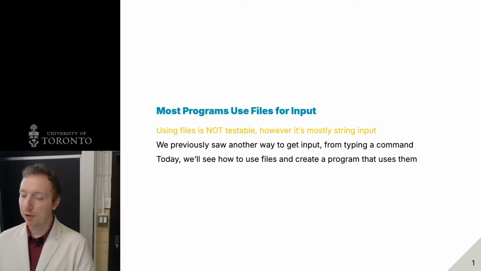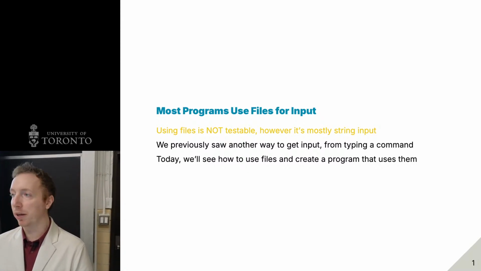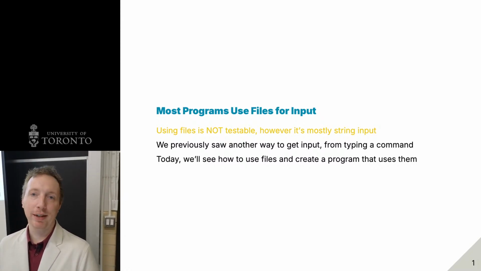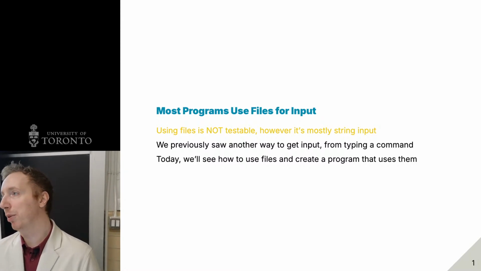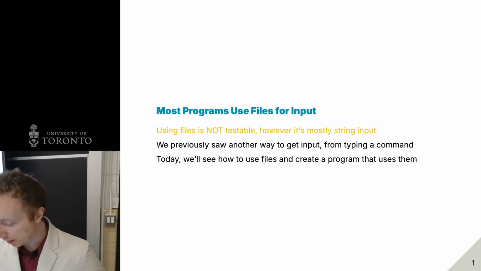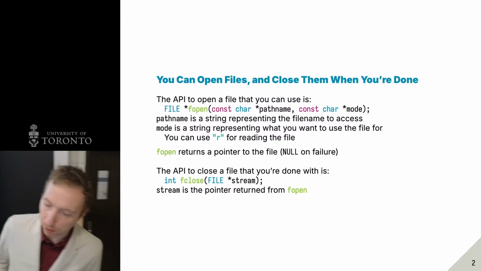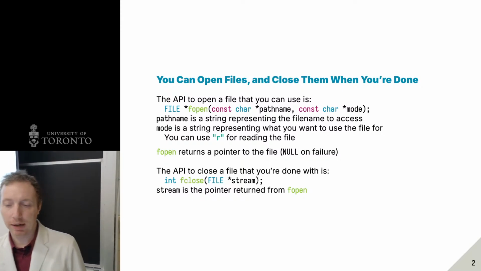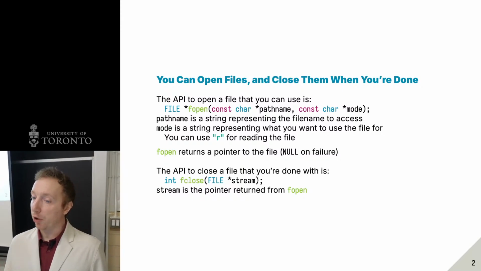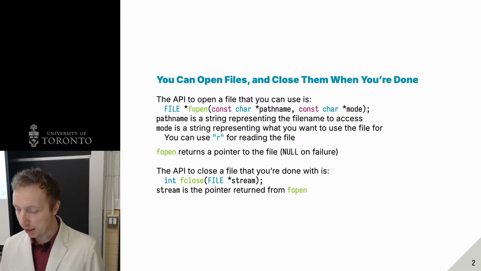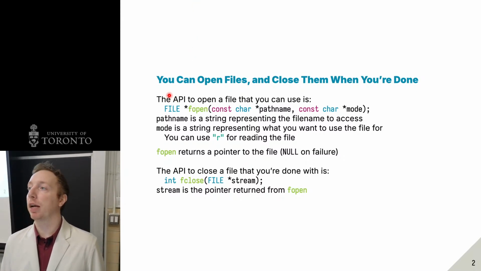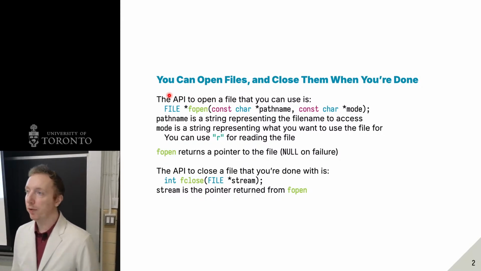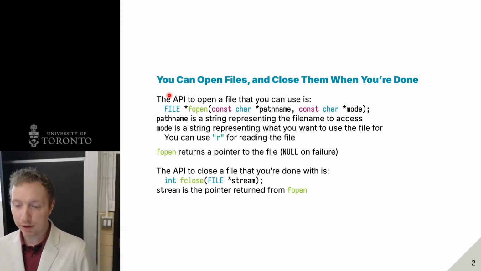Today we'll see how to use files and create a program that uses them because, as you probably discovered during your labs, especially with some of the later ones, inputting a bunch of input every single time is kind of a pain. So we can use files and get all of our contents from files instead of typing it in the terminal. You can open files and close them when you're done. There is an API, remember, Application Programming Interface, basically a bunch of functions you can use, and this is in the C standard library.